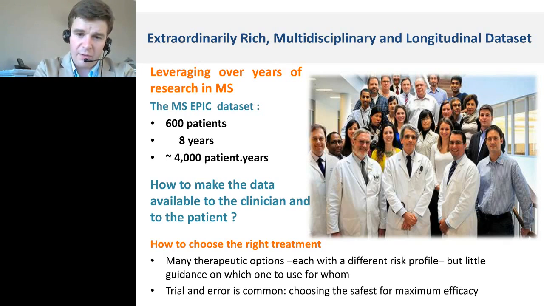And we're very lucky to have this MS EPIC cohort, which really represents 8 to 10 years of follow-up for about 600 patients. So it's about between 4,000 and 5,000 patients a year. So this is a lot of data. It contains clinical information, MRIs, treatment, and different types of genetic data. And we want to address the problem that this data is not really used by many clinicians, and it's not even really easy to use for researchers and many other people.